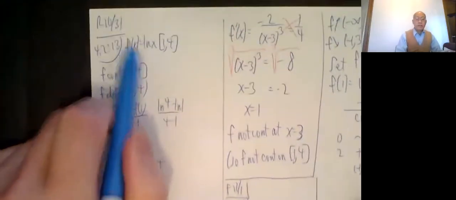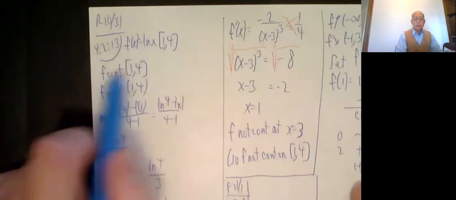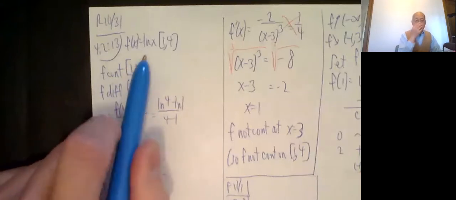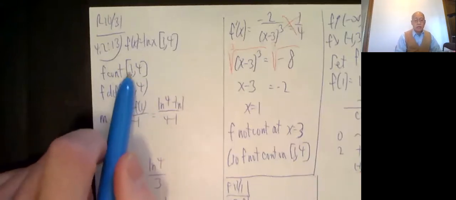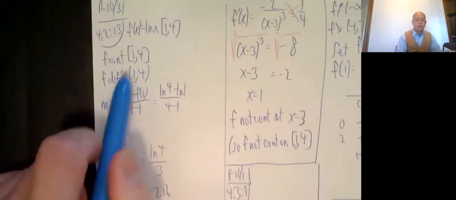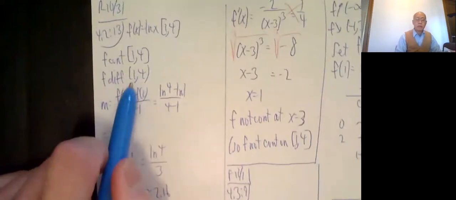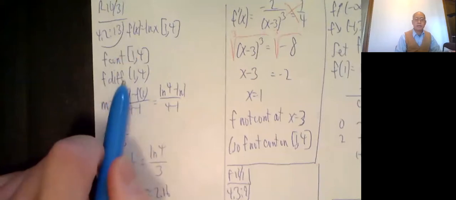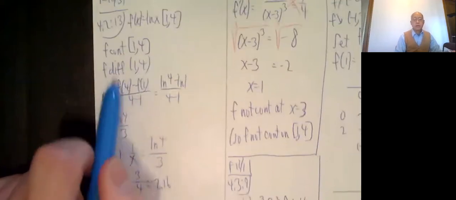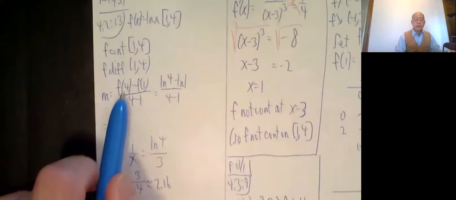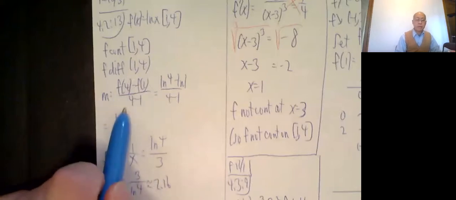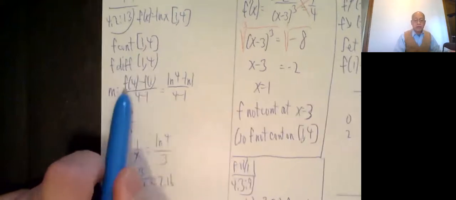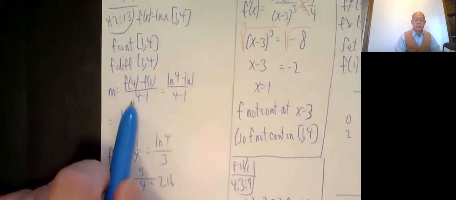Okay, so for 13, f of x equals ln x from 1 to 4. It's continuous everywhere it's defined, so that means it's continuous on bracket 1, 4 and differentiable on parentheses 1, 4. That's all the hypotheses you needed, the givens. Okay, so what I'm going to do is find the slope. So f of b minus f of a divided by b minus a, f of 4 minus f of 1 divided by 4 minus 1.